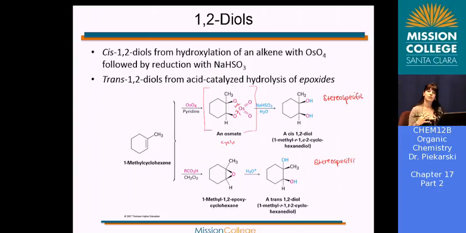Okay. However, if you wanted a trans-1,2 diol, this is once again a stereospecific reaction, then you would need to react the alkene with some type of peroxy acid. The common one we talked about was MCPBA. You need to know that acronym, you need to know what it stands for. It stands for metachloroperoxybenzoic acid.